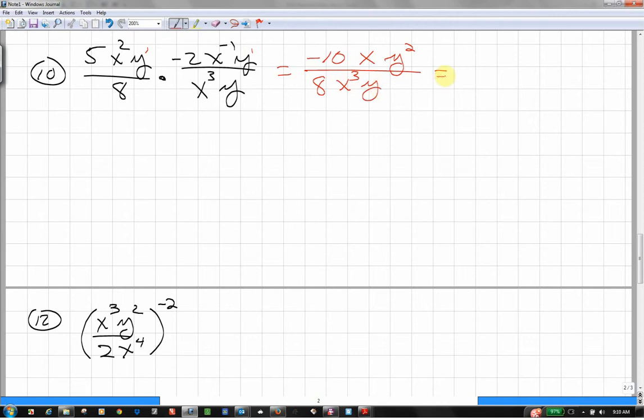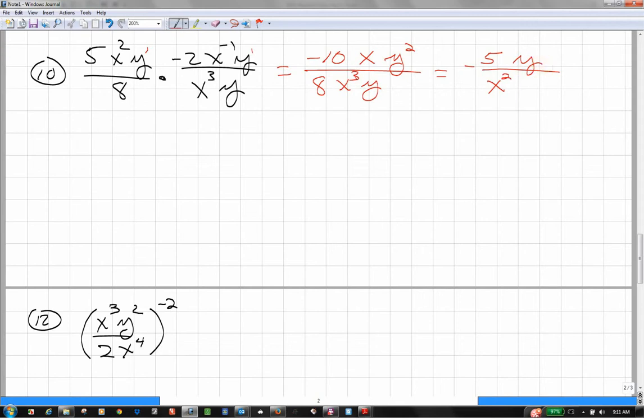The numbers, a negative 10/8 is going to be a negative 5/4. So I'm going to have a negative 5 in the numerator. The x's, the largest exponent is the 3 in the denominator. So that would be 3 minus 1 would be 2, with the x being squared in the denominator, since the 3 is in the denominator. And then we have y. 2 minus 1 would be y in the numerator. So I have a negative 5y over x squared.